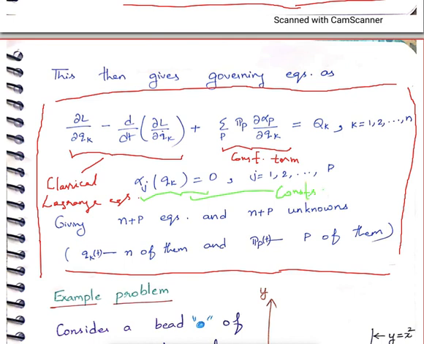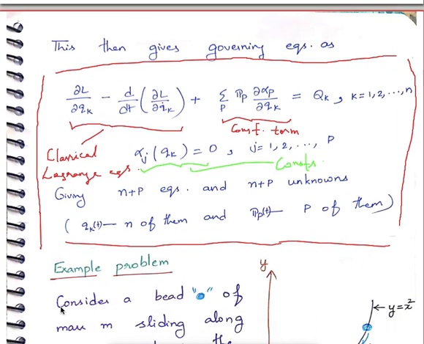Now how many total equations are you getting here? What is the total number of algebraic differential equations? It will be small n plus capital P. What is the total number of unknowns in this problem? That is also N plus P. What are the unknowns? Qk, your generalized displacements, small n of them, and the Lagrange multipliers pi p, capital P of them. So whatever I have put in the red box, you can use in order to get the governing equations for problems where you have constraints.